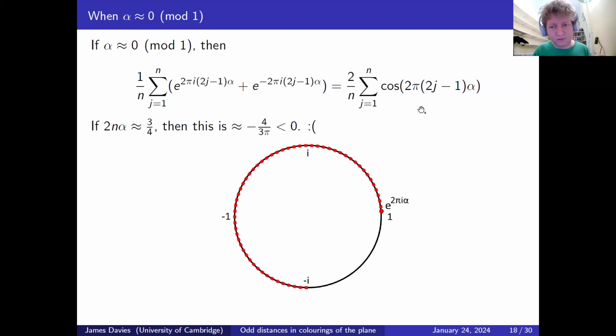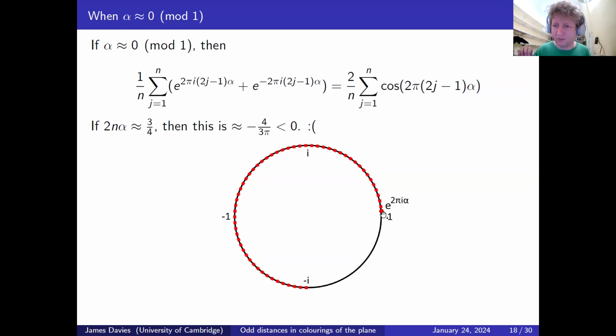But now with this weight function, we can run into a problem. Although we know that alpha can be very close to 0, this doesn't necessarily give us any bound on what 2n alpha can be. So for instance, 2n alpha could be about 3/4.